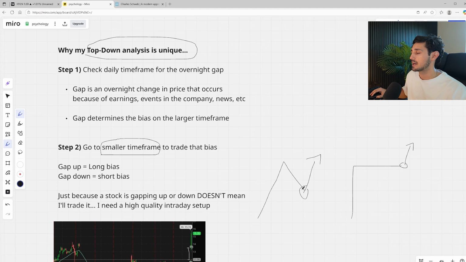This is called a buy setup. This is called a breakout, okay? That's all I trade. I trade retracements within an uptrend, or I'll trade a retracement on a gap up or on a gap down, or I'll trade a breakout on a gap up or a breakdown on a gap down. So it's very, very important. This is how my top-down analysis works. I look at the larger time frames, the daily chart, to assess the gap, and from there I go to the smaller time frames to trade that bias.